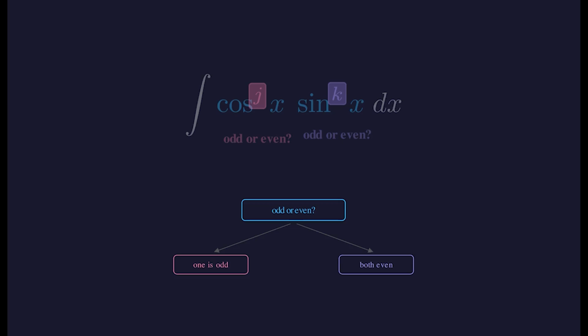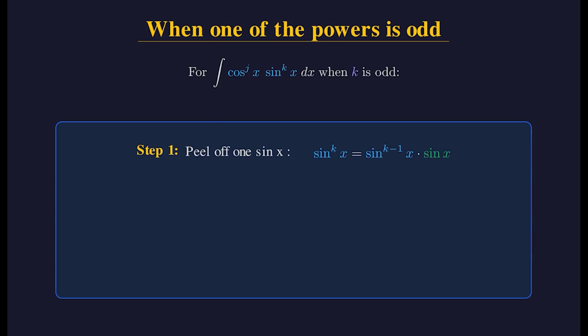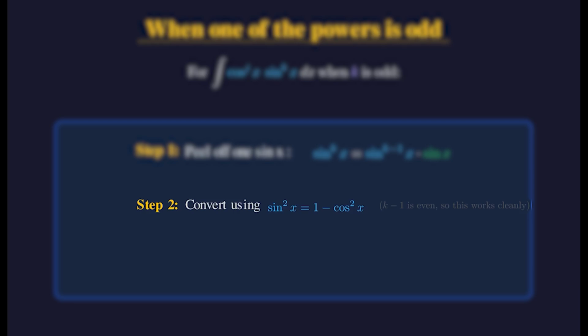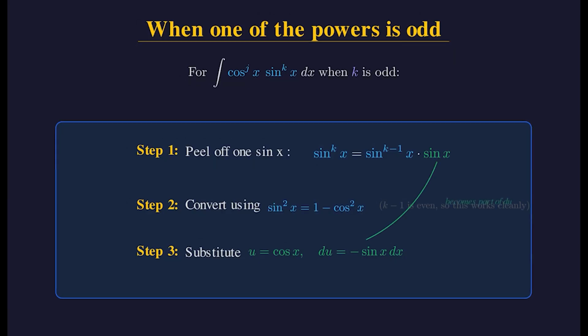Here's the key insight. If one of the powers is odd, you can simply peel off a single sine x or a cosine x, convert everything else using the Pythagorean theorem, and then substitute. As a result, the lone sine x now becomes part of du. So therefore everything else is merely a polynomial in terms of u. But this is all very abstract at the moment, so let's get into a proper example so you can see exactly what we're talking about here.